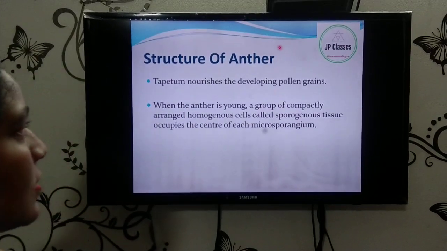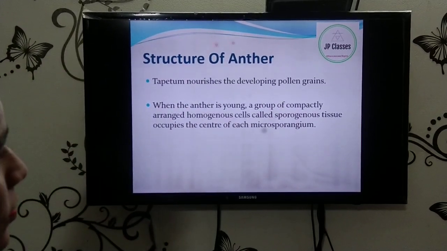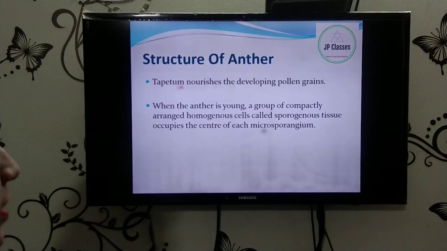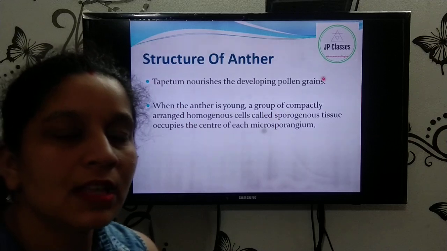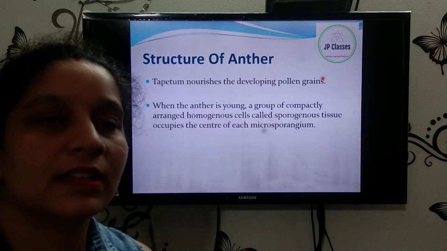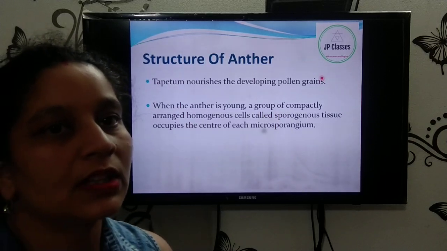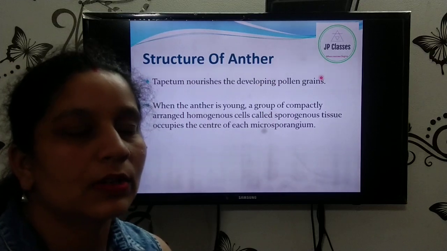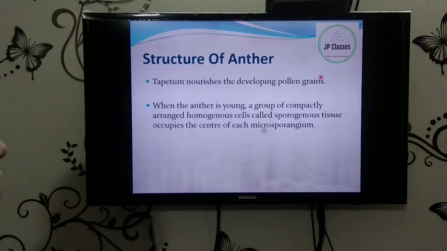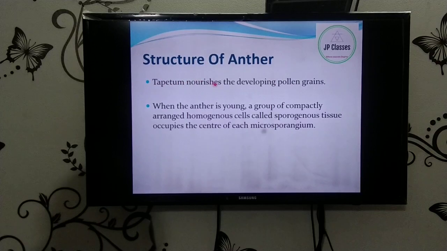Now moving to the next. Now the innermost one, जिसको हम क्या बोलते हैं, tapetum, it nourishes the developing pollen grains. What do you mean by the developing pollen grains? The pollen grains which are generating, which are producing within the pollen sac. These are known as the developing pollen grains. So the tapetum is providing the nourishment to them.